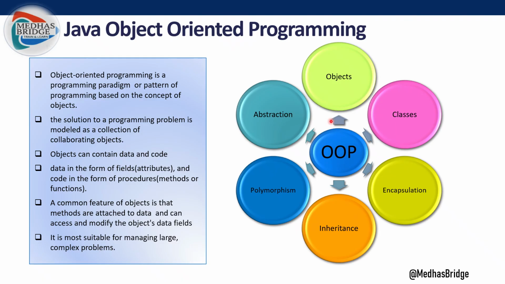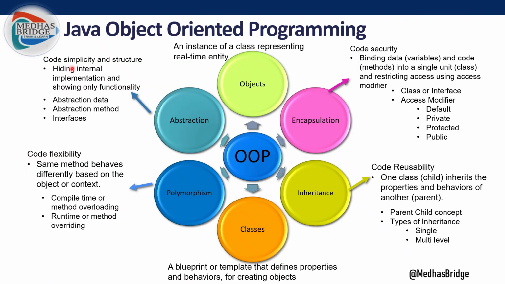Here we see the keywords: objects, classes, encapsulation, inheritance, polymorphism, abstraction. Now we look more into Java object-oriented programming concepts: encapsulation, inheritance, polymorphism, and abstraction.